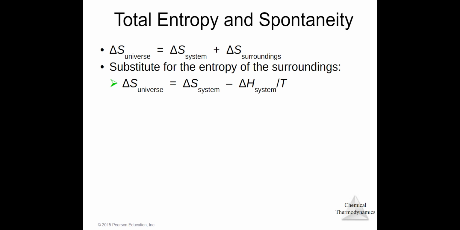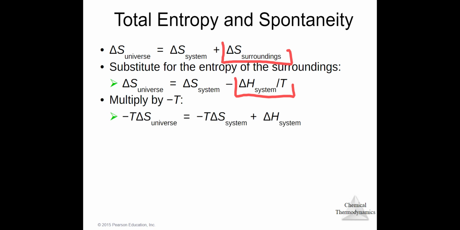So if I substitute the entropy of the surroundings with the equation delta H over T, all we're doing is substituting in this amount. And then what we're going to do is multiply everything by negative T. So we took the T out of the last part here, but then we put a negative T on both sides. Okay, what is she doing? Bear with me, go with it. You'll see this start playing out in just a second here.